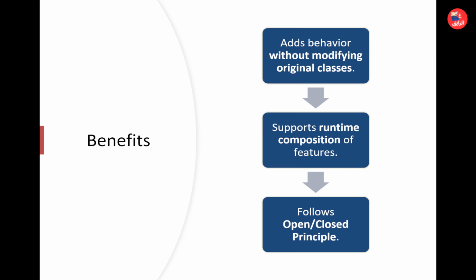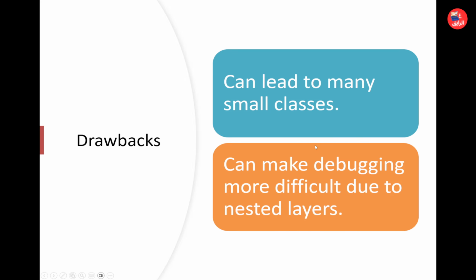The benefits of this pattern: it adds behavior without modifying original classes, supports runtime composition of features, and follows the OCP, the open-closed principle. The drawbacks of this pattern: it can lead to many small classes and can make debugging more difficult due to nested layers.